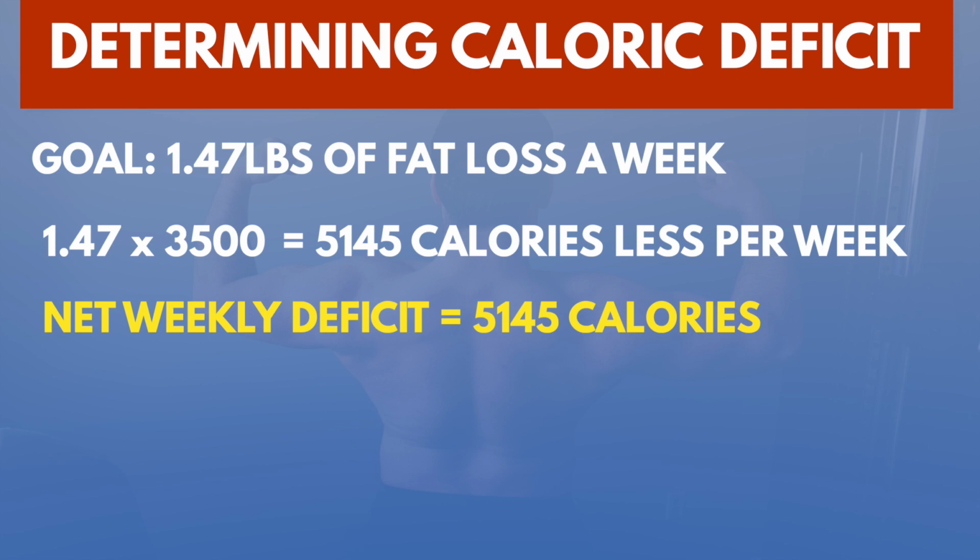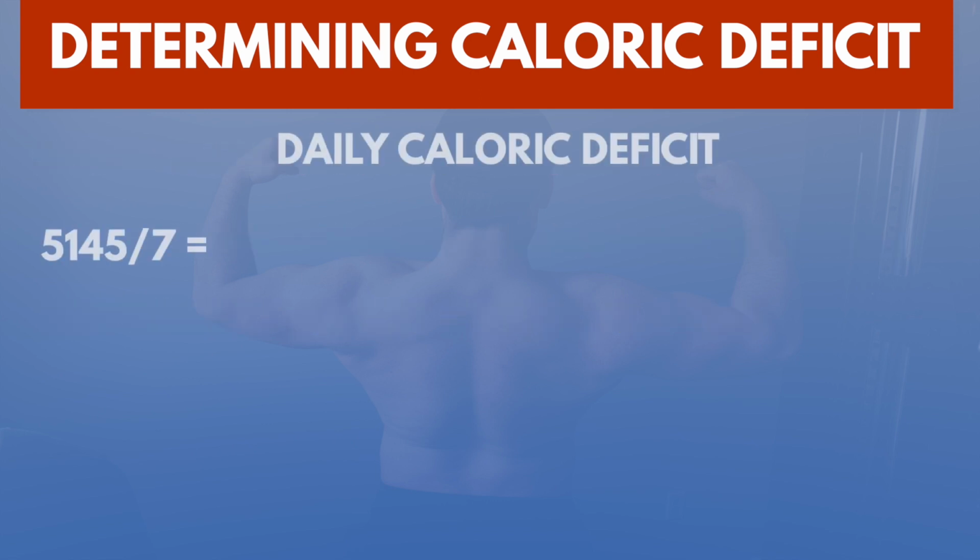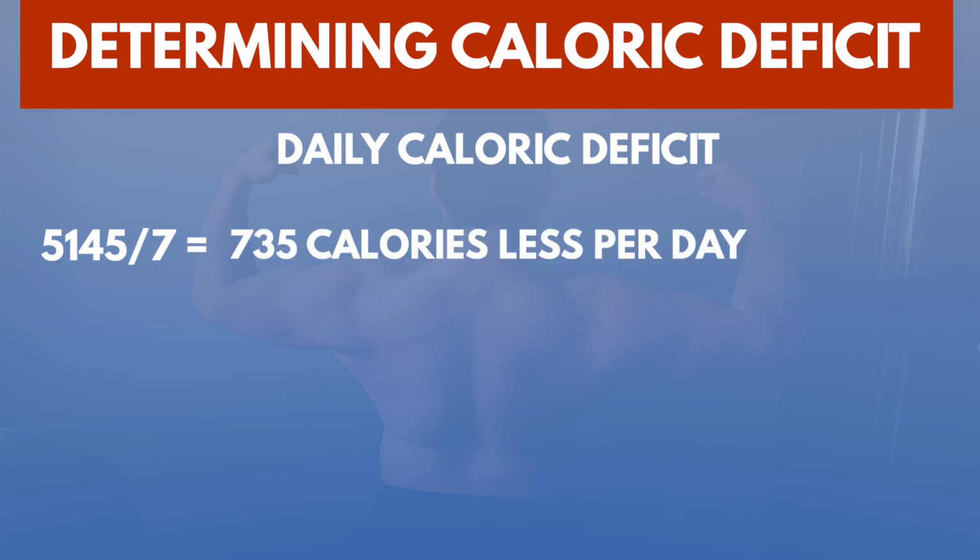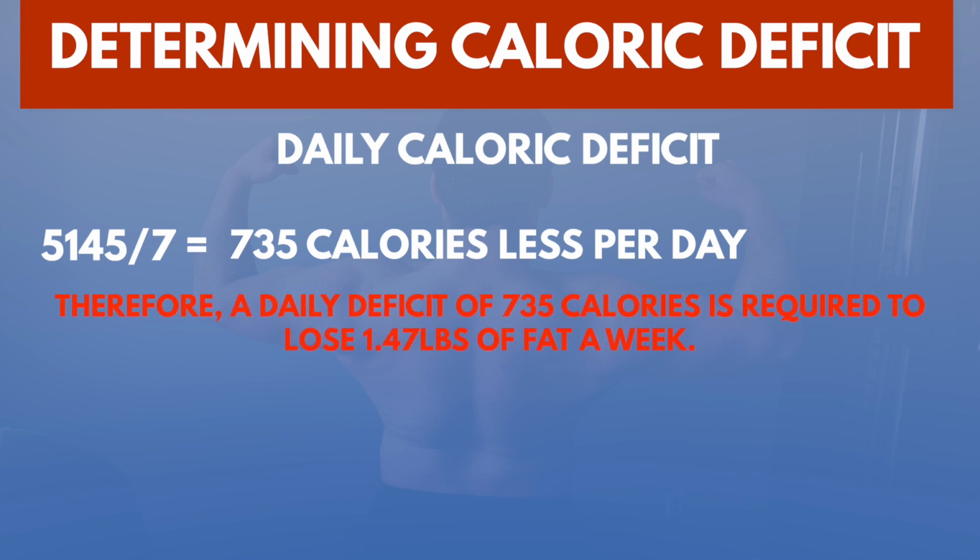5,145 calories. Now to see how big a calorie deficit I need on a day, I'm gonna take 5,145, divide that by 7, because there's 7 days in a week, and that's gonna give me a net daily deficit of 735 calories. So every single day for a week, if I wanna lose 1.47 pounds of fat, I need to eat 735 calories less than my maintenance calories, which was 2,900 calories.